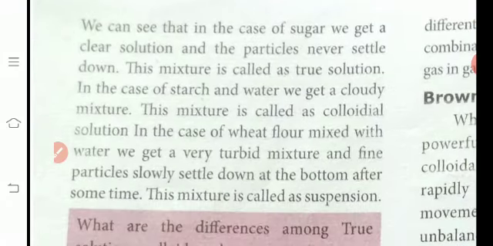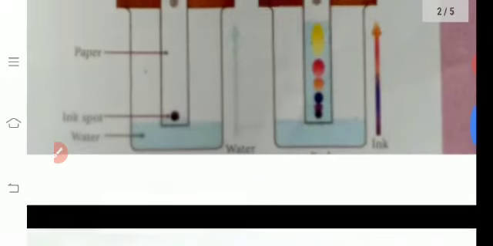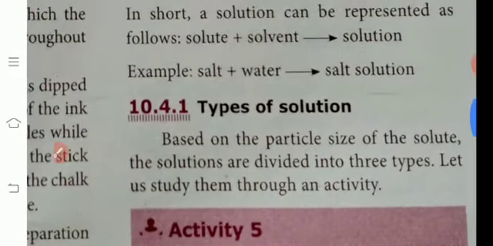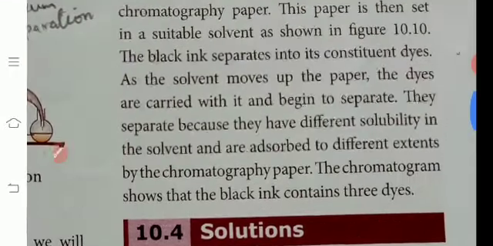We can see that in the case of sugar we get a clear solution and the particles never settle down. Okay, next one, this is a chromatography method. Paper chromatography is based on the principle; the simplest type is paper chromatography.